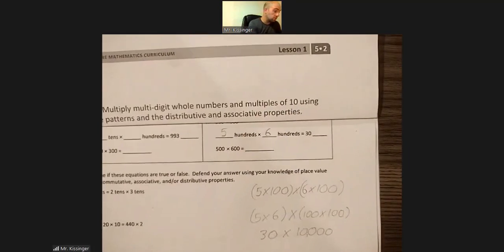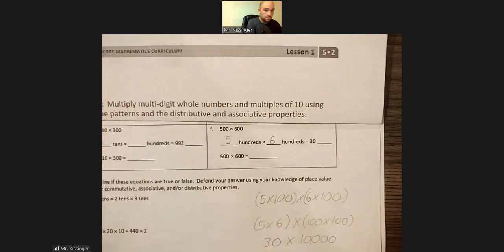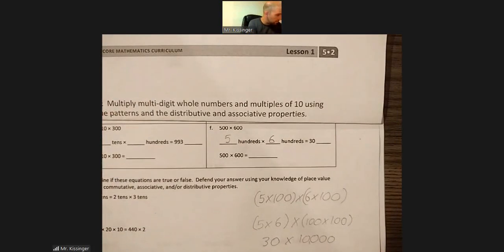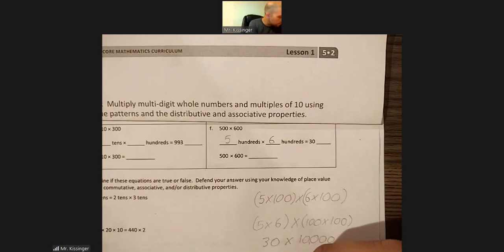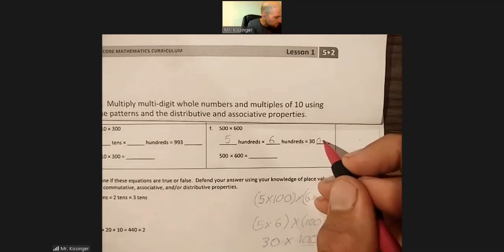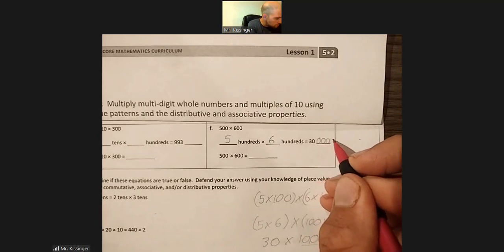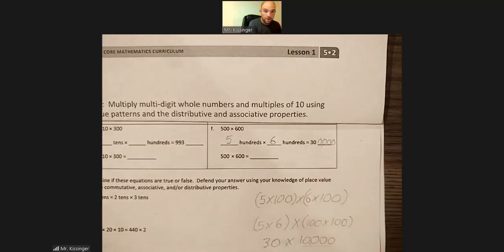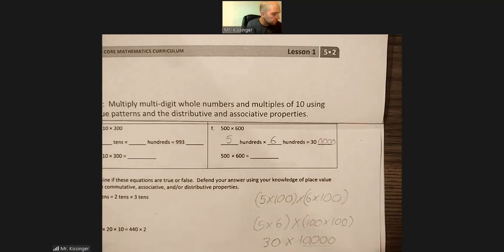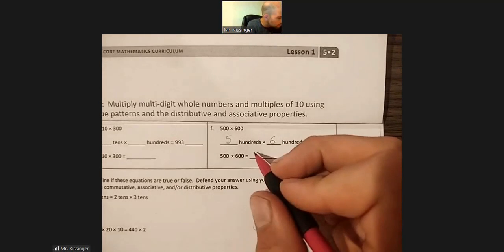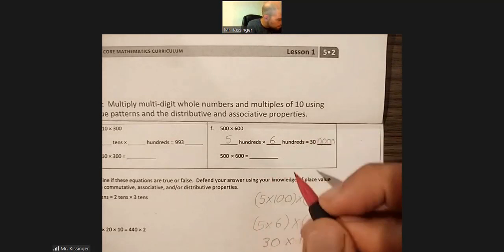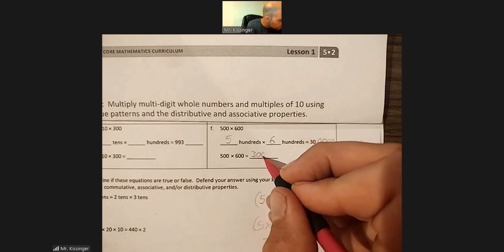So just because we're working with a bigger number doesn't mean our rules don't still apply. We can use the same pattern we used up in letter A. We're going to do 30 times 10,000 to multiply by 10,000. And we end up with 300,000. So 500 times 600 is 300,000.